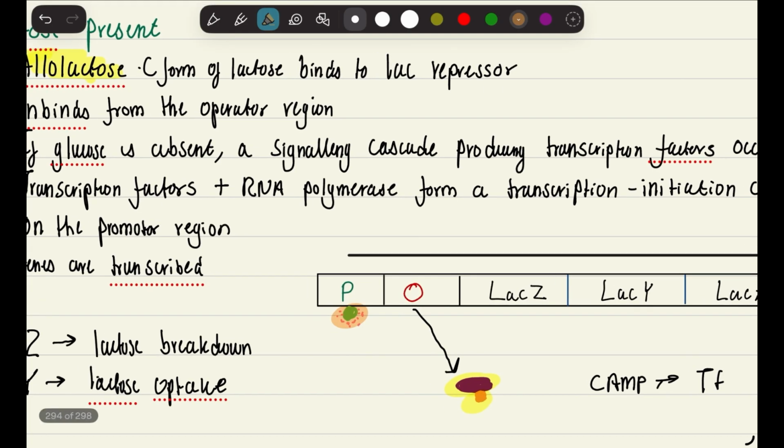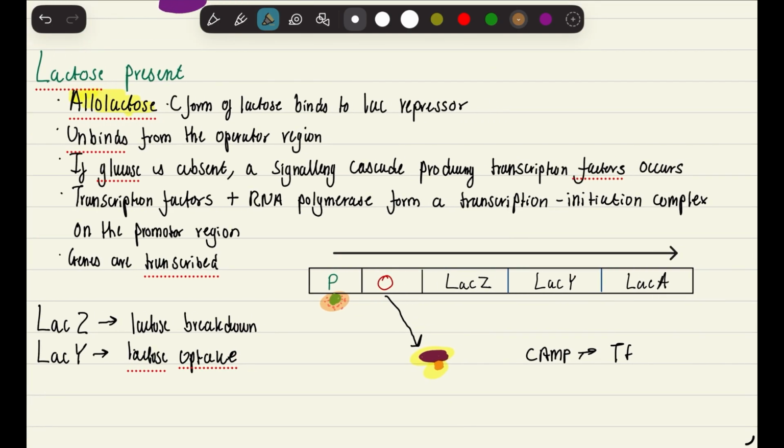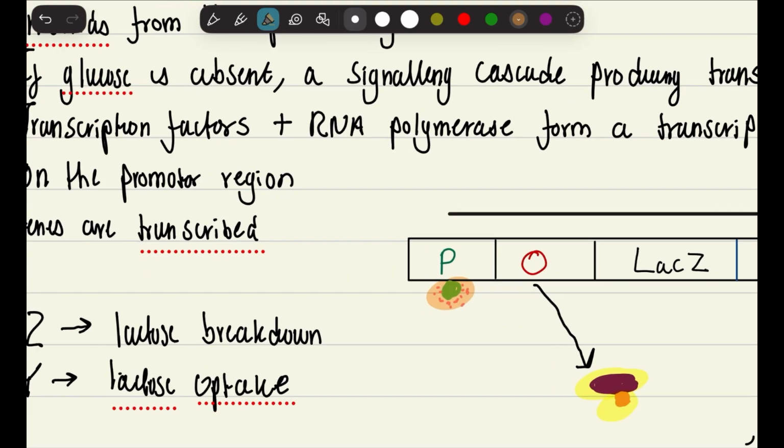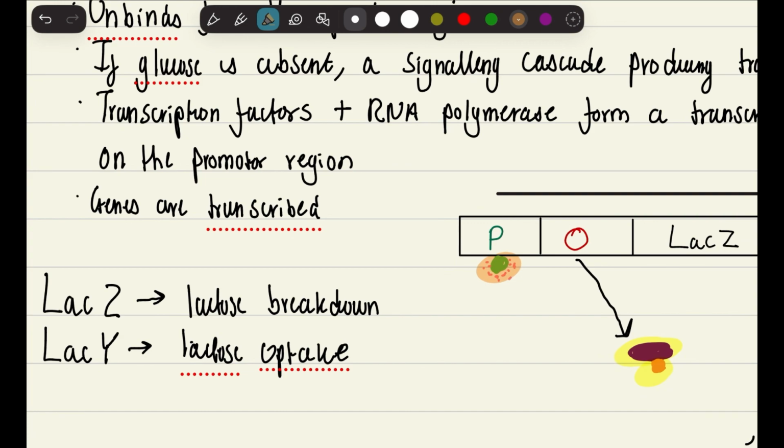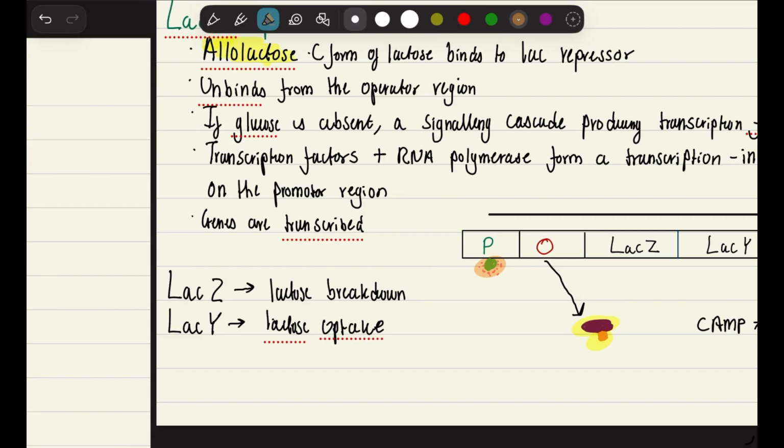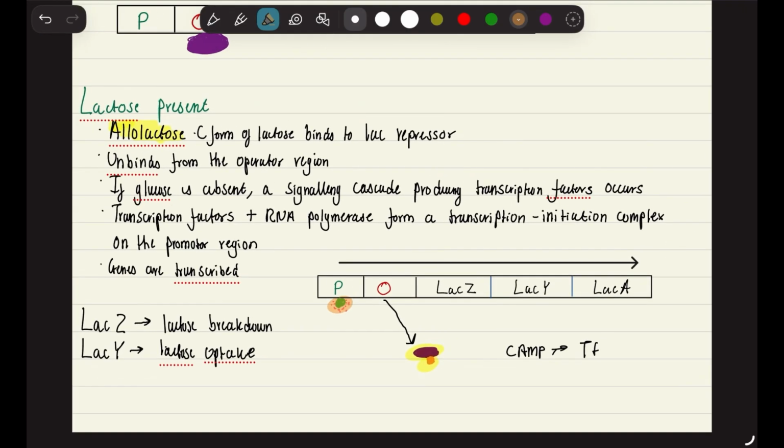So when we have that forming on the promoter, we can then say, I'm more than happy to go and transcribe this gene. So you'll produce the Lac Z, the Lac Y, Lac A. Hope that makes sense. If it doesn't, just have a listen back. Now, Lac A isn't really important to be honest, but Lac Z does lactose breakdown, Lac Y does lactose uptake. I just thought it would be nice to cover this.